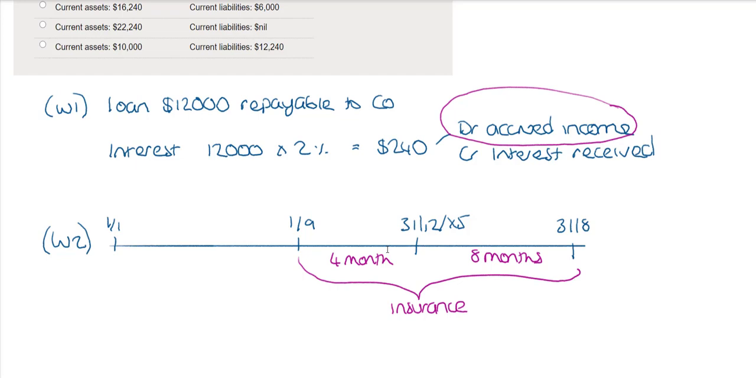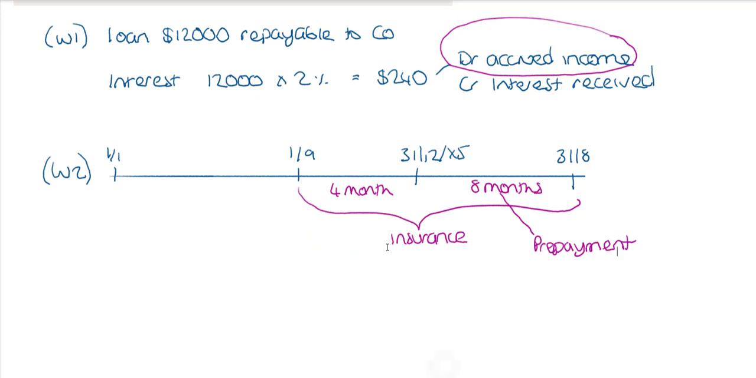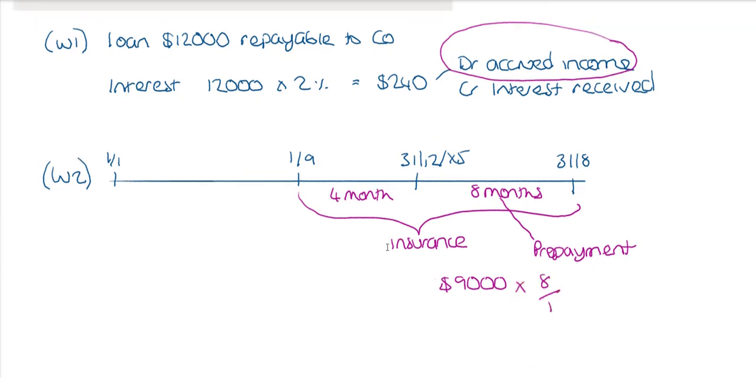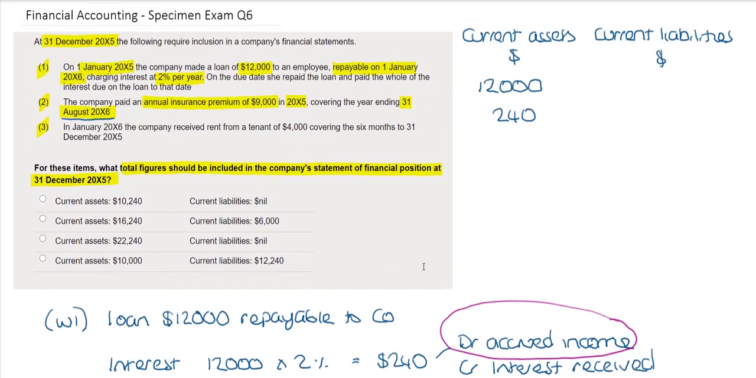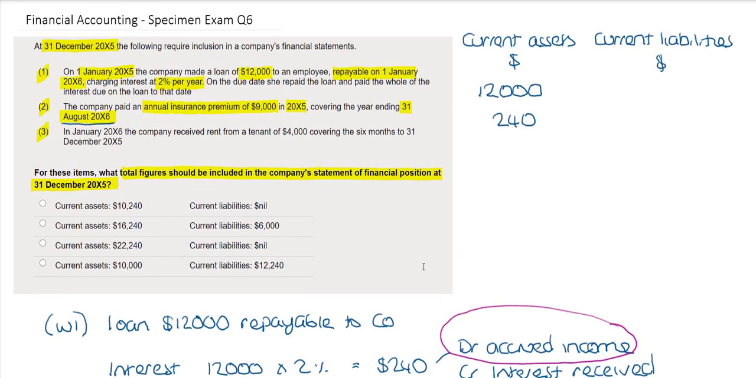This expense has been paid and 8 months of this expense belongs to the next year, in which case we have a prepayment. We are told that the insurance premium was $9,000, and so we need to take 8 months, so multiply by 8 over 12 to work out our prepayment. This comes to $6,000, and the double entry for that would have then been to debit our prepayment and credit our insurance expense account. Our debit to prepayments is recognised as a current asset, and so therefore this $6,000 needs to be included in my current asset balance.